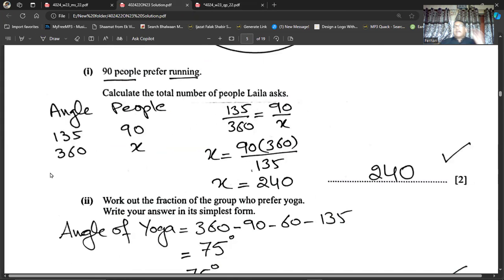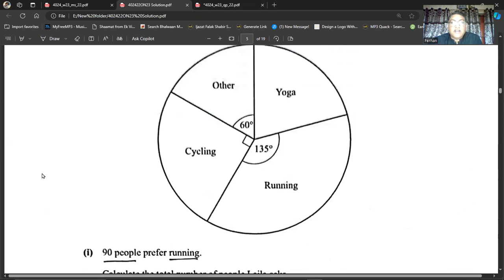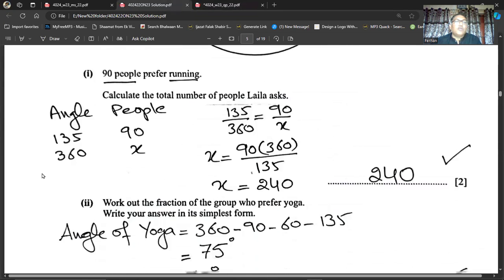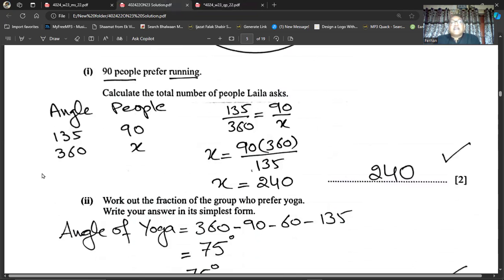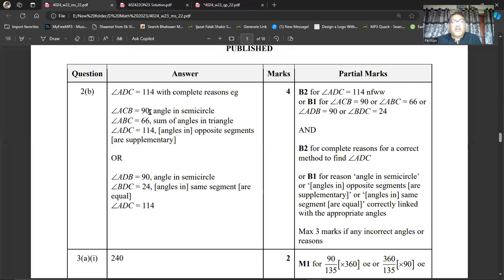So I'm going to use angle and people. 135 degrees means 90 people because the running is represented with 135 degrees. Then the total people, 360 degrees represents how many people? So 135 divided by 360 equals 90 by x. So x will be equal to 90 multiplied by 360 divided by 135, and that will be 240. So the total people in the survey in this sample were 240.